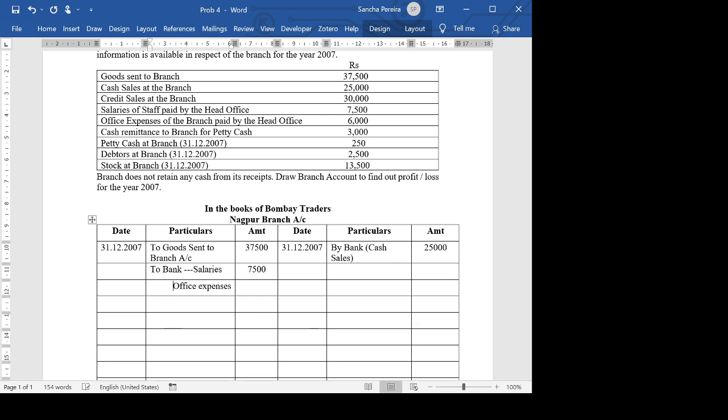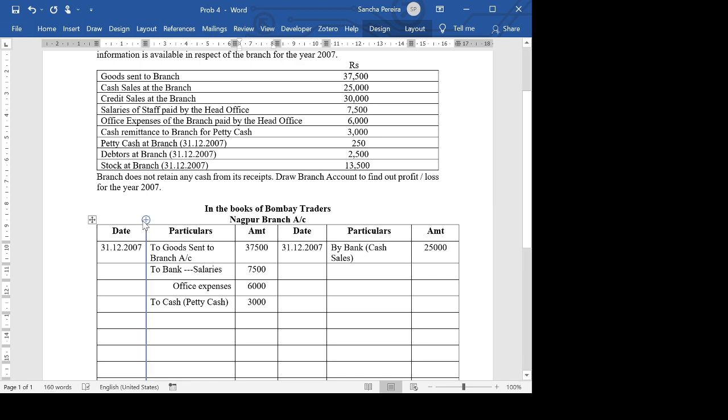are 6,000. Why I'm taking it here? Because both these are paid by the head office. Cash remittance to branch for petty cash. So this is cash that has been sent. I can't say bank now. Okay, I will say to cash. In brackets, I can put petty cash. For petty cash expenses, basically, it is 3,000.